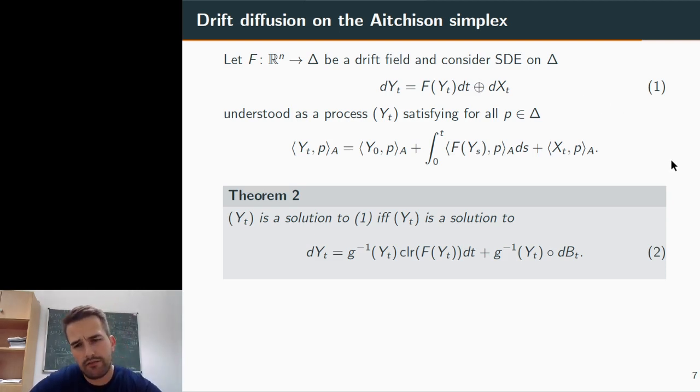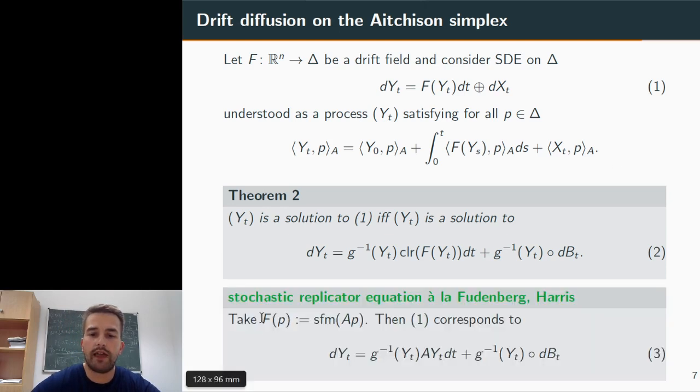Okay, so now I want to give you one particular example of such a dynamic. Namely, let's consider F to be softmax of Ap, where again A is some n by n payoff matrix. So if we plug this F in here in equation 1 and we use theorem 2, then to this diffusion on the Aitchison simplex corresponds, in conventional coordinates, the SDE that I've written down here, so that's equation 3.